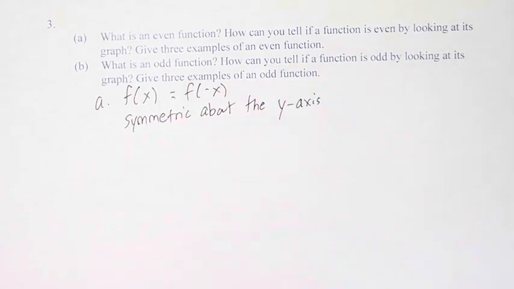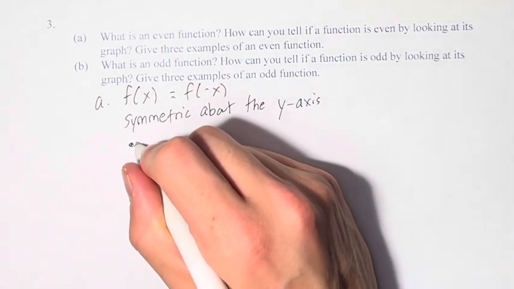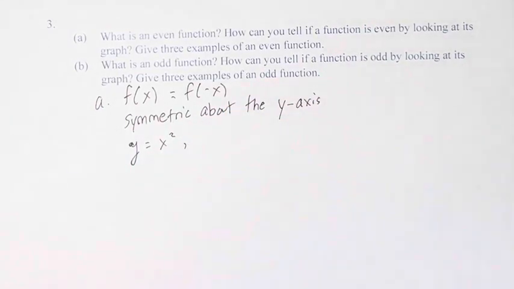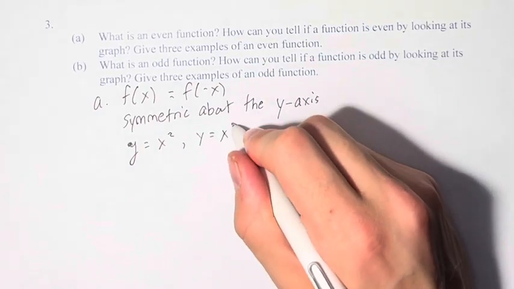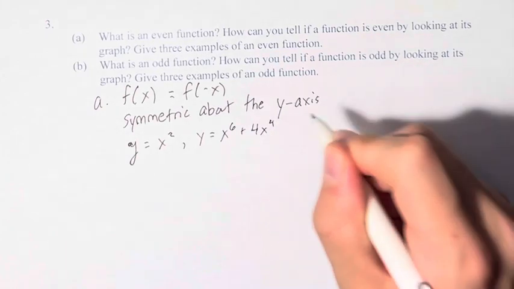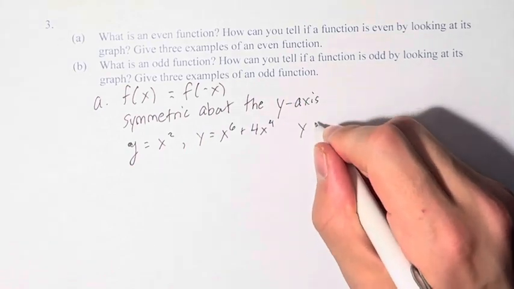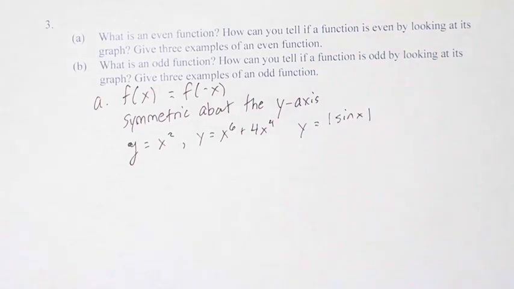We're asked to give 3 examples of an even function. We could have y is equal to x squared, y is equal to x to the 6th plus 4x to the 4th, and y equals the absolute value of sine of x. These are 3 examples of even functions.